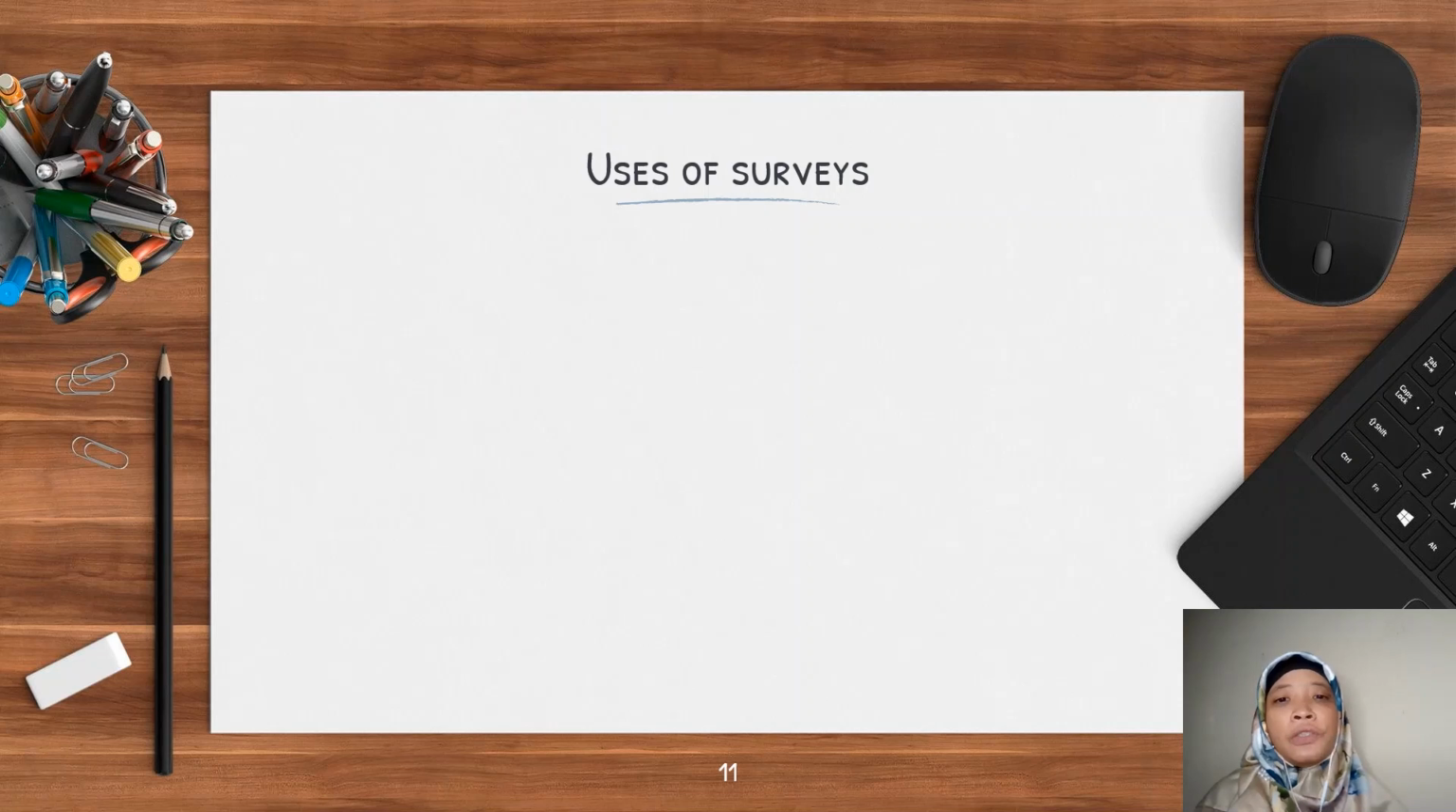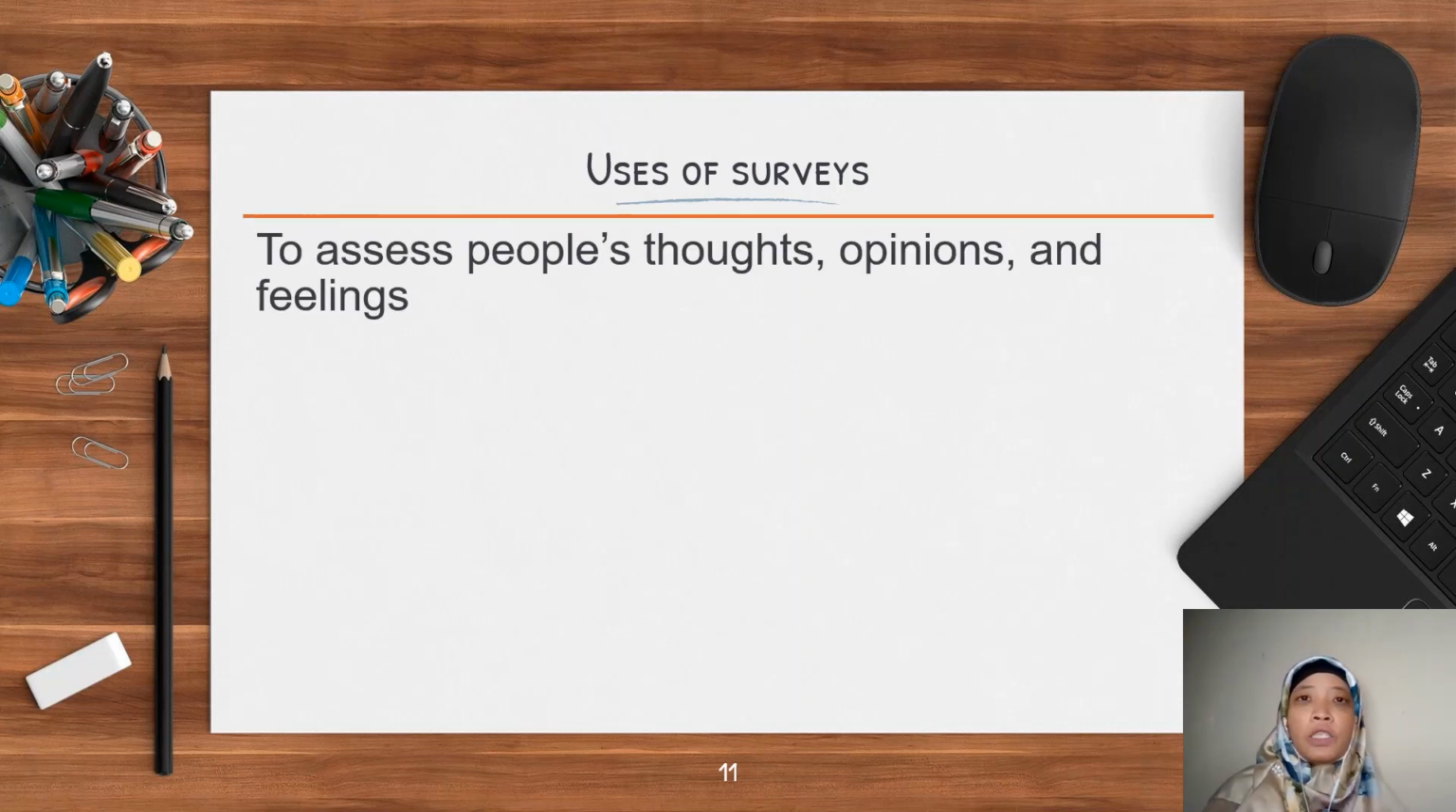There are several uses of surveys. The first one is for sure assessing people's thoughts, opinions, and feelings. We can just ask questions, asking their opinions, their thoughts about something, attitudes about something, and even emotions, like what are their feelings about a certain topic, or even you can ask, what do you feel right now? Something like that.